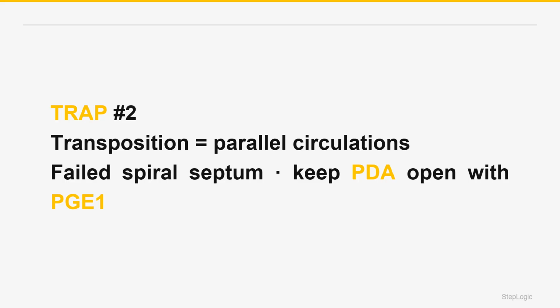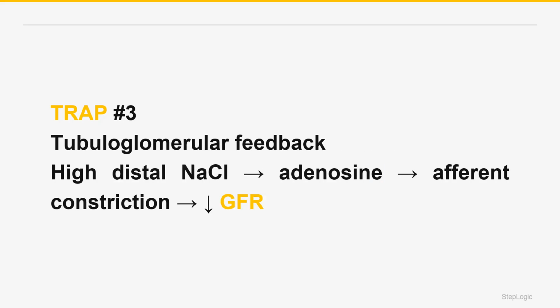Trap 2. Transposition of the great arteries comes from a spiral septum that failed to spiral: aorta off the right ventricle, pulmonary artery off the left. The two circuits run in parallel and need mixing. Keep the ductus open with prostaglandin E1.